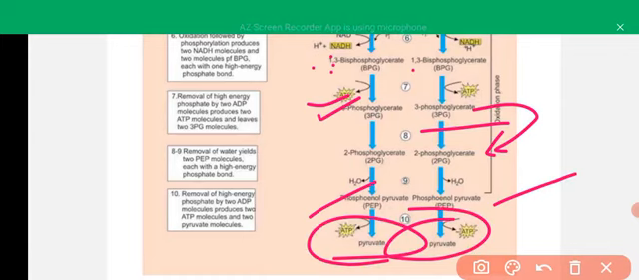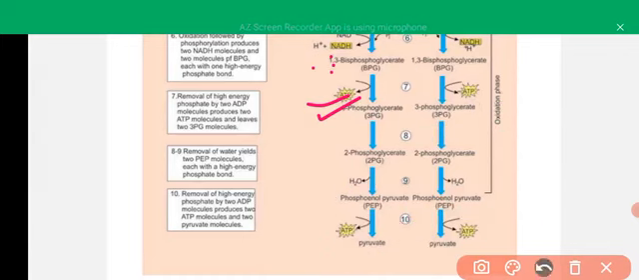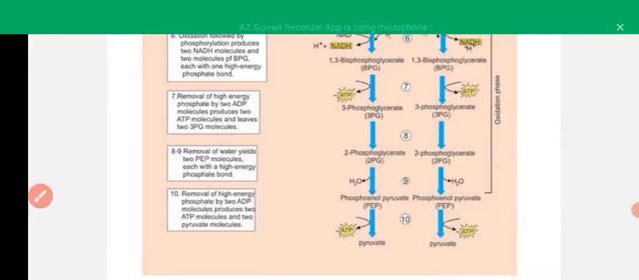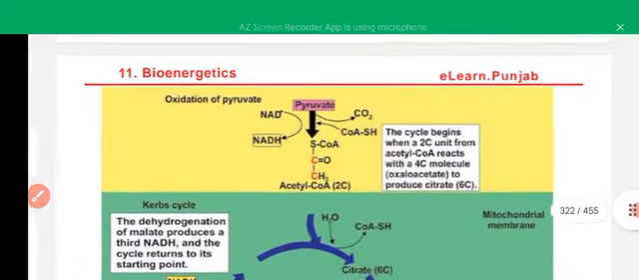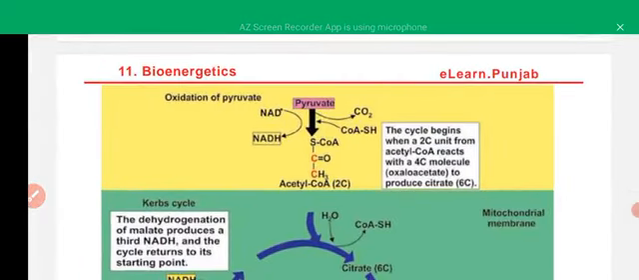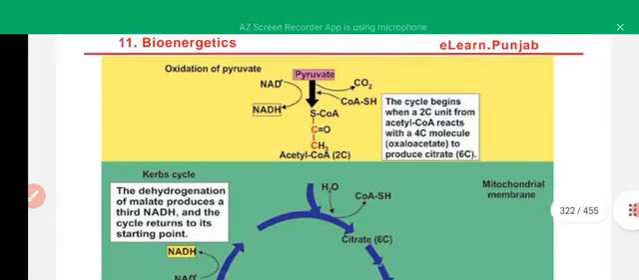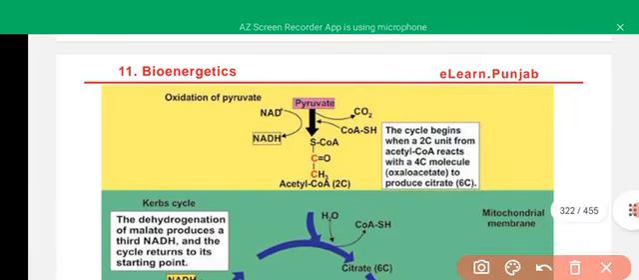So the two molecules of pyruvate, each containing 3 carbon atoms, are subjected to oxidation, and they are converted into acetyl coenzyme A by specific types of enzymes and specific types of reactions. There is also the reduction of NAD to NADH and the oxidation of the pyruvate.